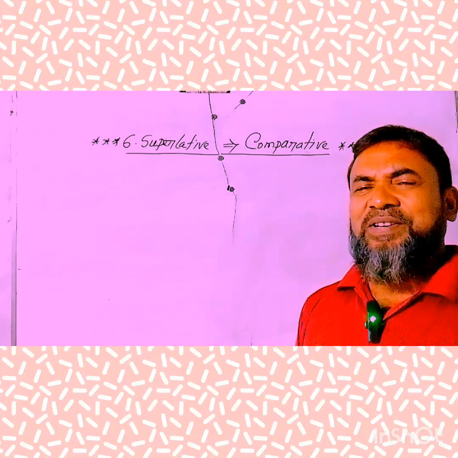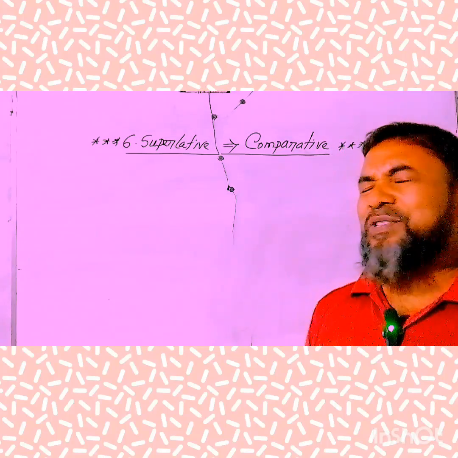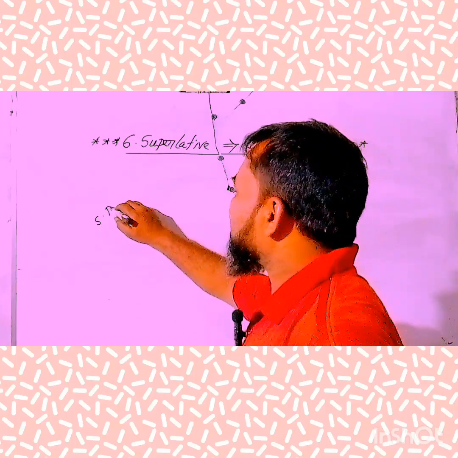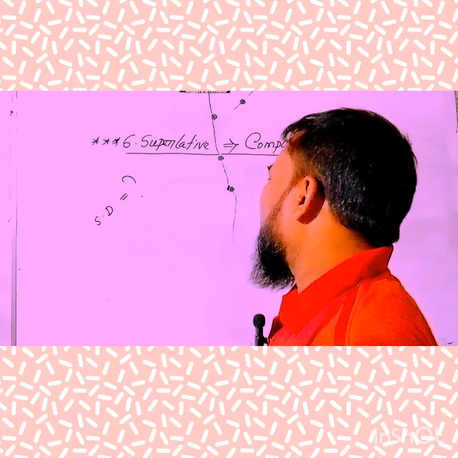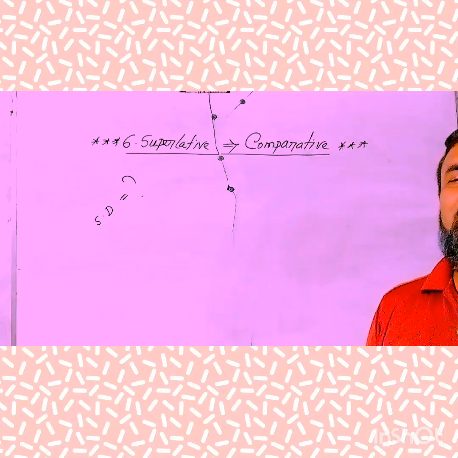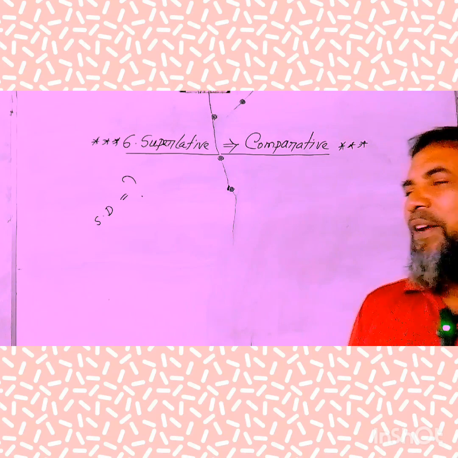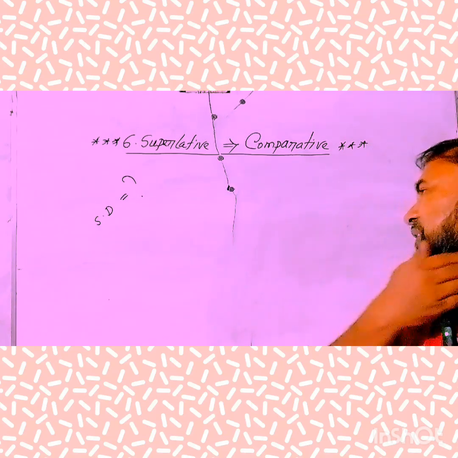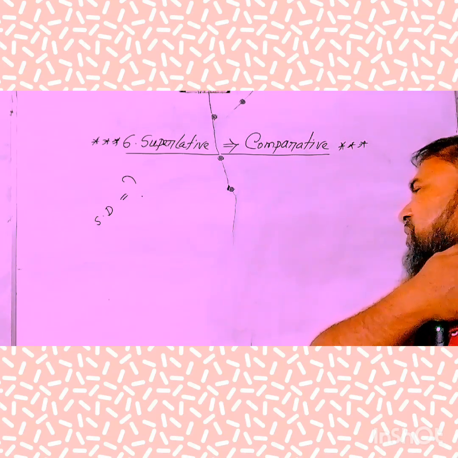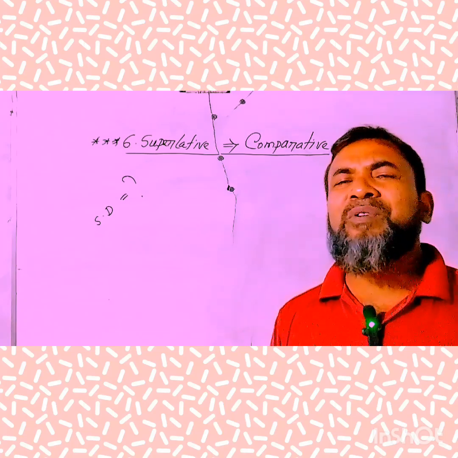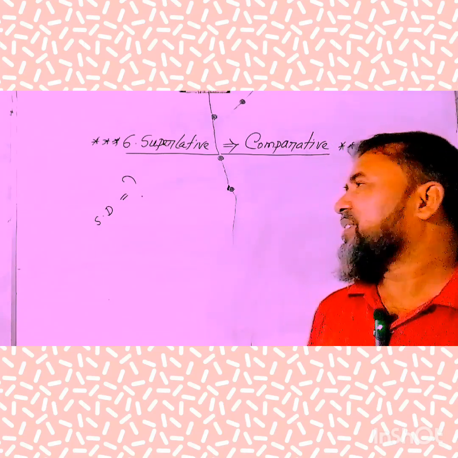Before today's class, my dear learners, I ask you some questions. My first question is, what is the superlative degree? I know you will be able to reply, but I want to add something here. The superlative degree is the form of adjective which is used to compare among all things, all persons. Okay, my dear learners.